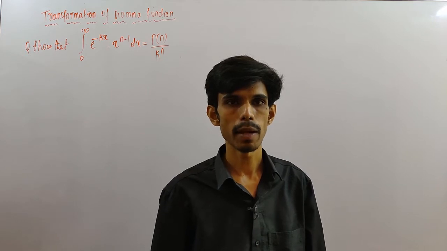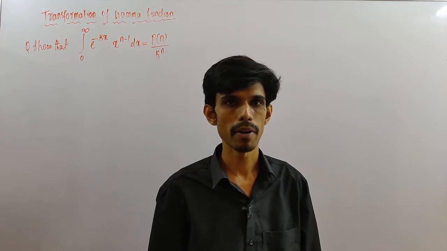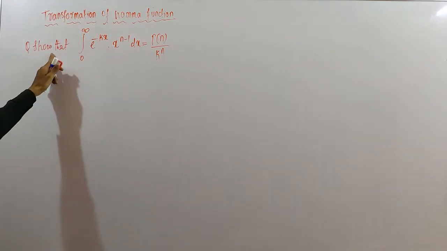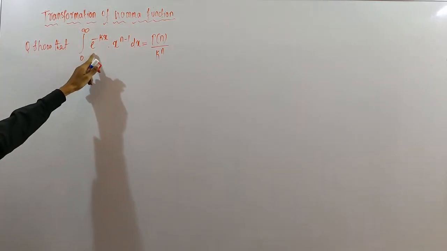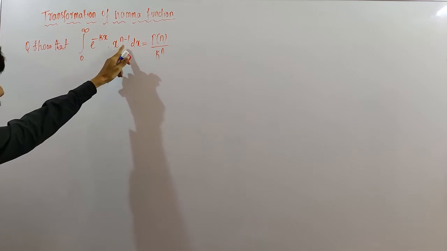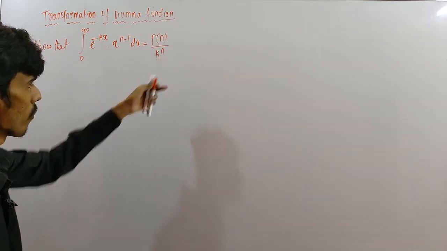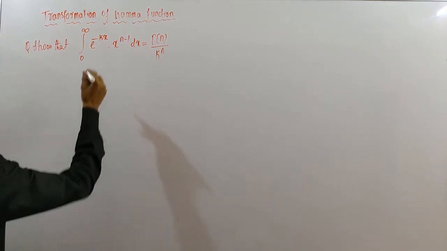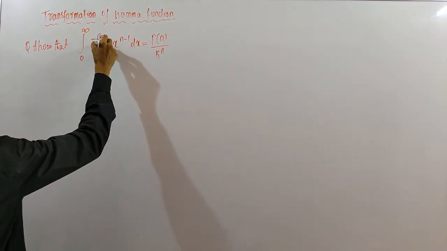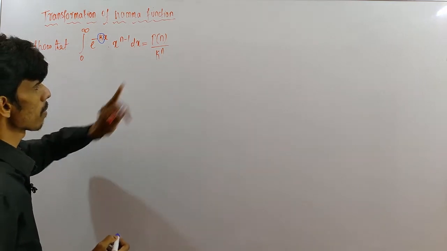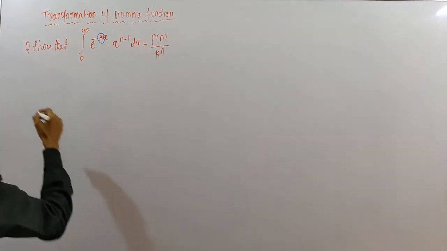In this video lecture, I am going to discuss transformation of gamma function. Let us see here. We have been given, show that integral 0 to infinity e power of minus kx into x power of n minus 1 dx equals gamma of n divided by k power of n. Here we have coefficient k. Then we have divided by k power of n. Let us prove this.